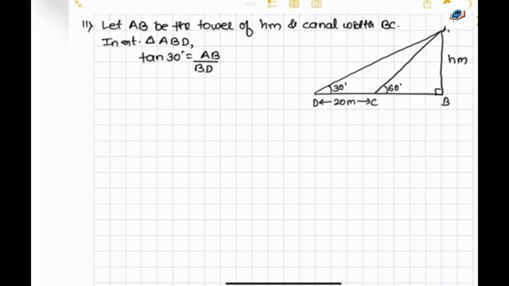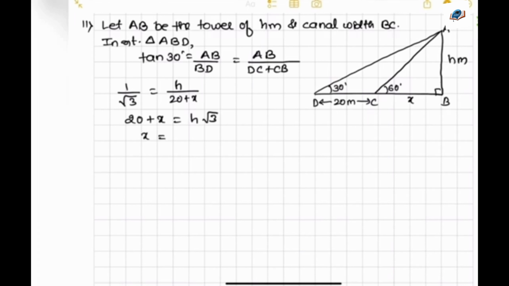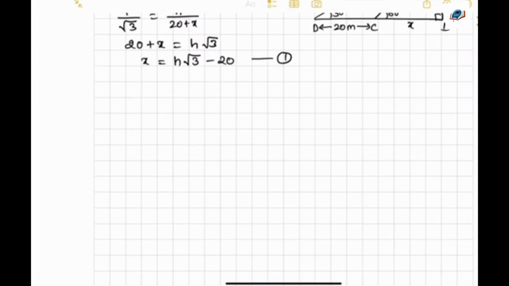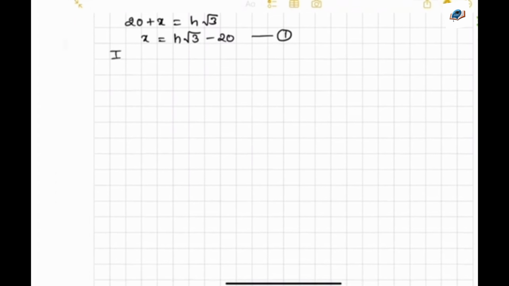tan 30 equal to AB upon BD, that is AB upon BC plus CD. So I can say 1 upon root 3 equal to h upon 20 plus x. So 20 plus x equal to h root 3. So x equal to h root 3 minus 20. So this I am giving as one number.